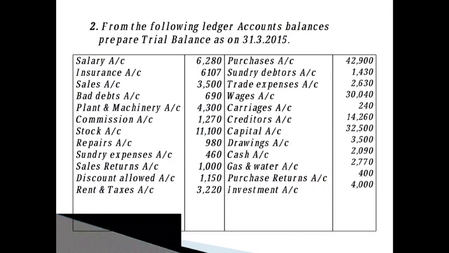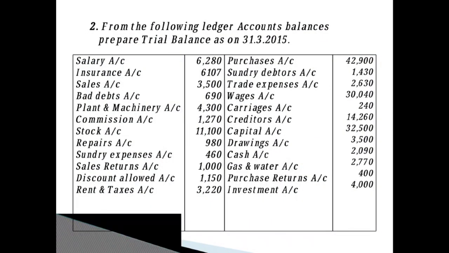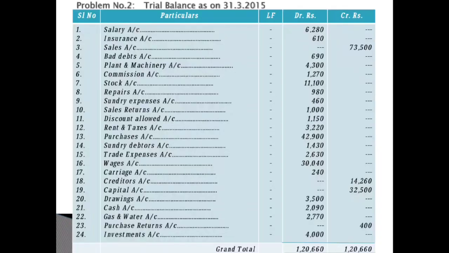The next you have repairs account, 980. Repairs means it is an expense, right? Expense means it shows debit balance. See, eighth one, repairs account, which we have to record in the debit column, 980 rupees. Then ninth one, after repairs, sundry expenses account. As I said, all expenses always show debit balance. So sundry expenses account you should record in the debit column. See, ninth one, sundry expenses account, 460, we have recorded in debit balance.